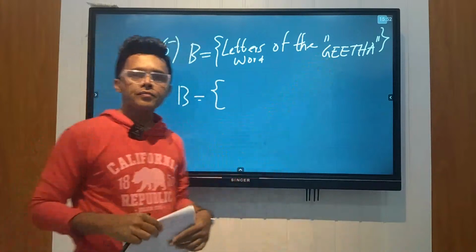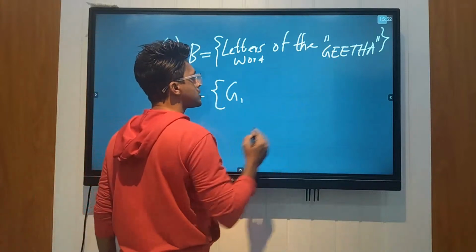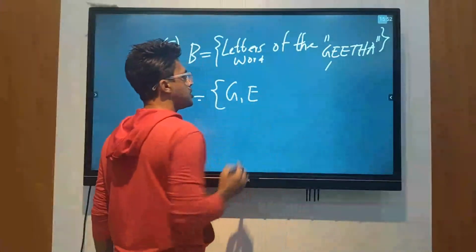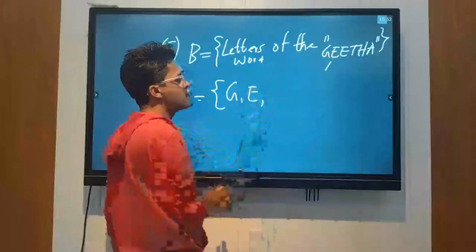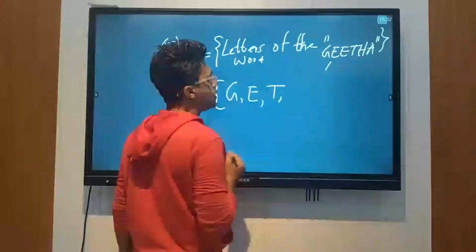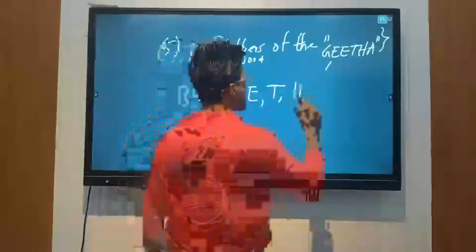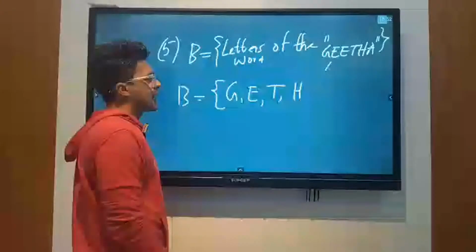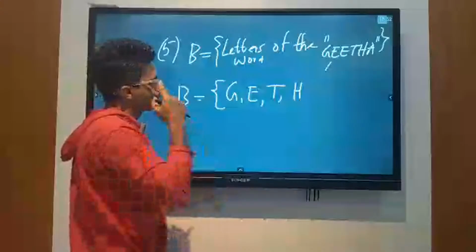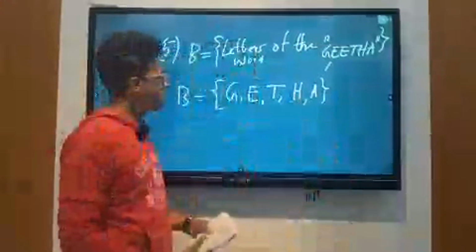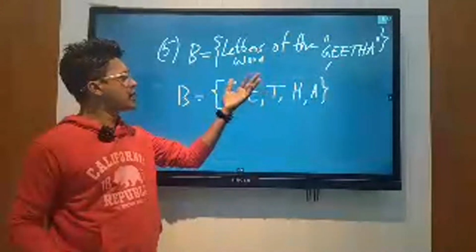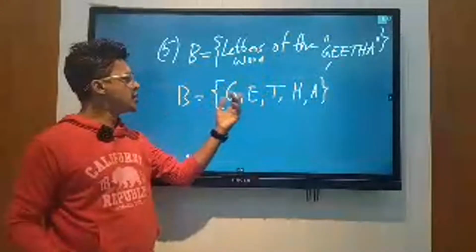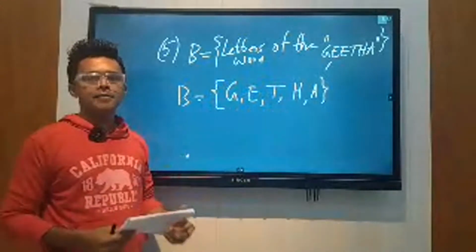Here G is written as an element. Then E is written as an element. Again, we do not write E. Then H also needs to be written here. Here H and A also should be written as an element of the set B. So these are the letters of the word Gita: G, comma, E, comma, T, comma, H, comma, A.